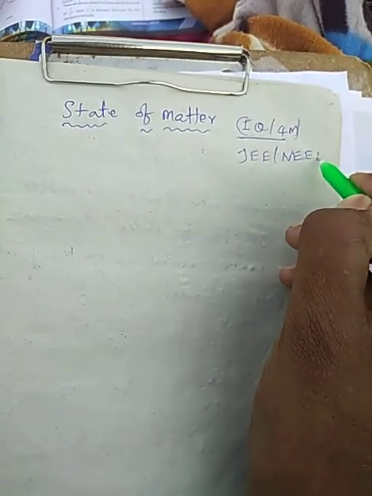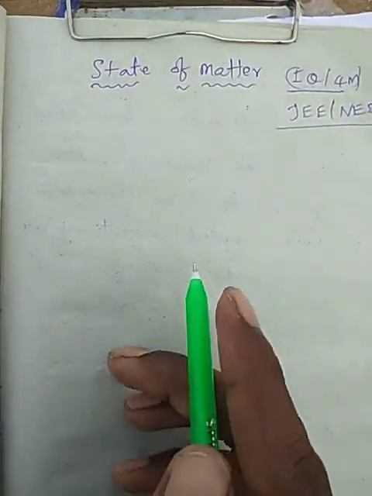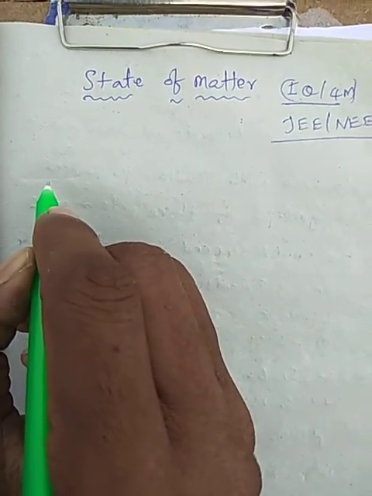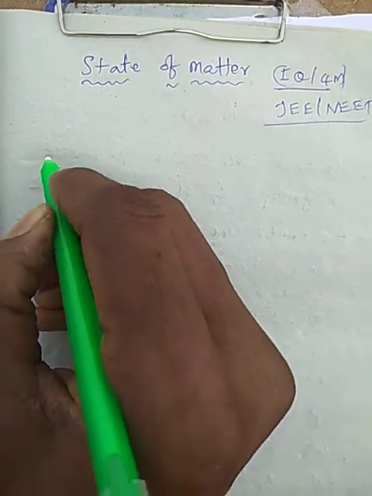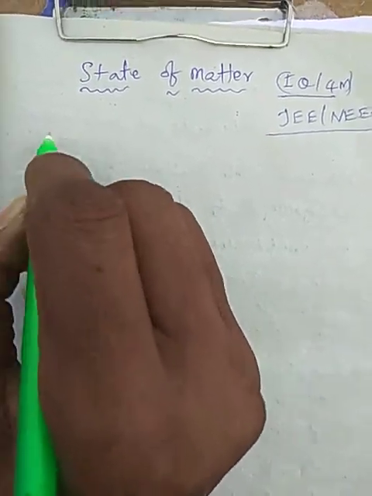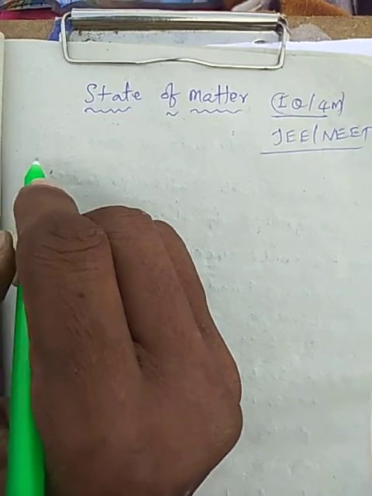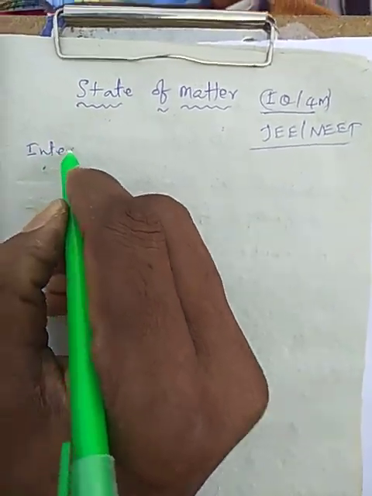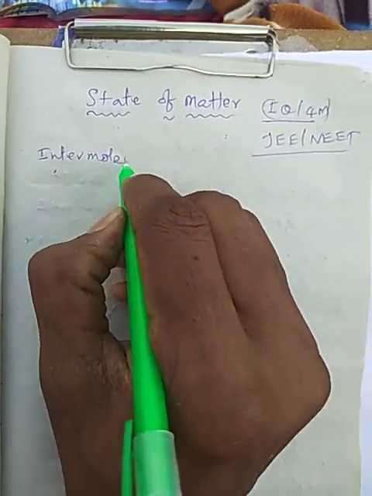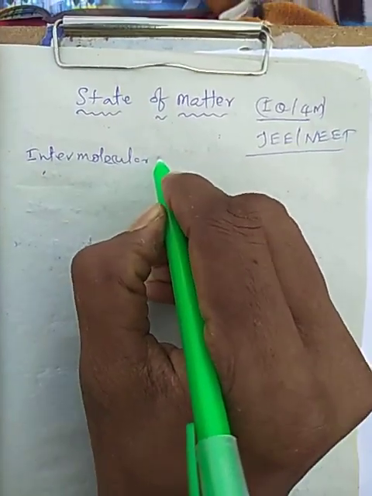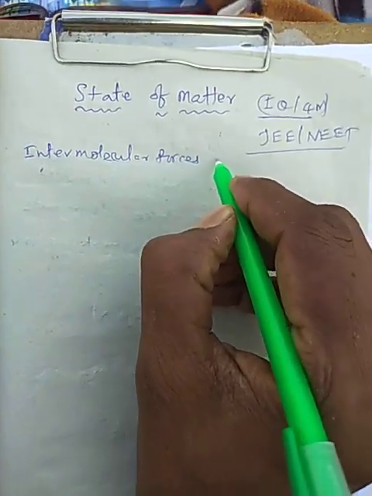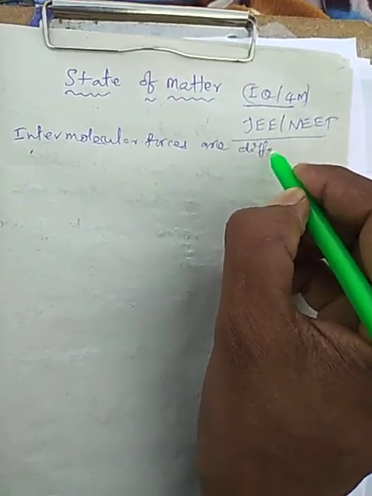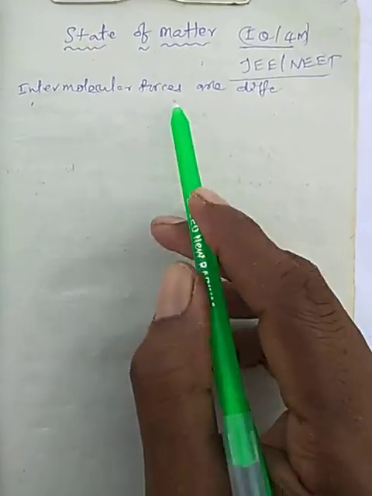In NEET, most of the time they are theoretical questions from this area. That is, they have the intermolecular forces, usually called van der Waals forces. Now, based on these forces, there are forces of different types. Intermolecular forces are of different types. Now, states of matter.